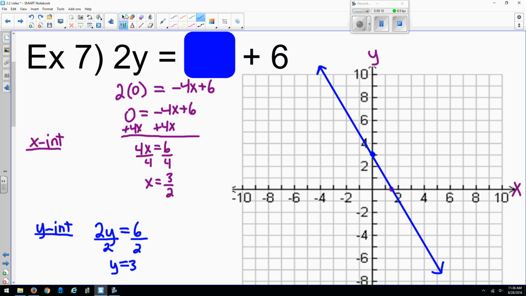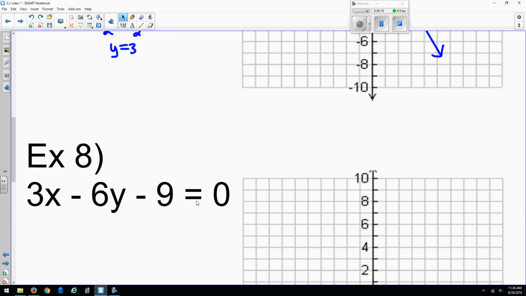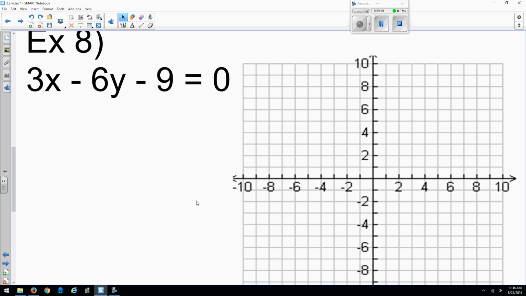So I'm going to give you one more example to try by yourself. And I'd like you to go through the same thing, find the x-intercept, find the y-intercept, and graph it. And you can just draw a quick sketch of your graph in your notes. All right, and we'll go over more of this tomorrow.